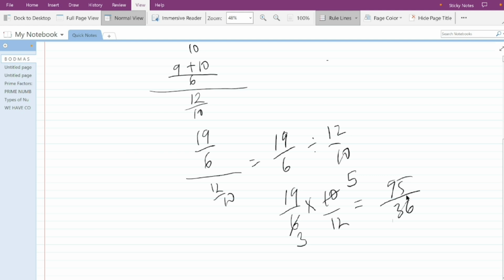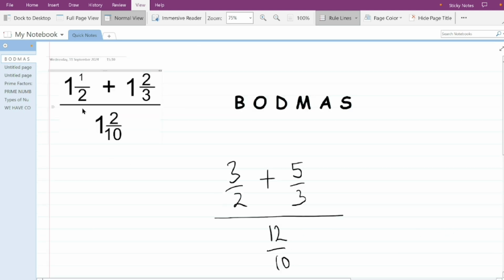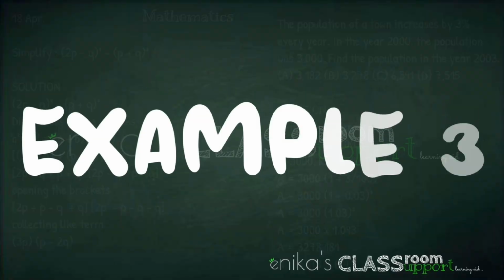You have to convert it to a mixed fraction, which is 2 whole number 23 over 36. 36 can only go in 95 2 times. Then the remainder is 23. Then you still have your over 36, which is our final answer. A quick summary is that we had to convert all these fractions from mixed fractions to improper fractions. Then we add these two first. The result, we now divide it by this fraction. Then we get our final answer.